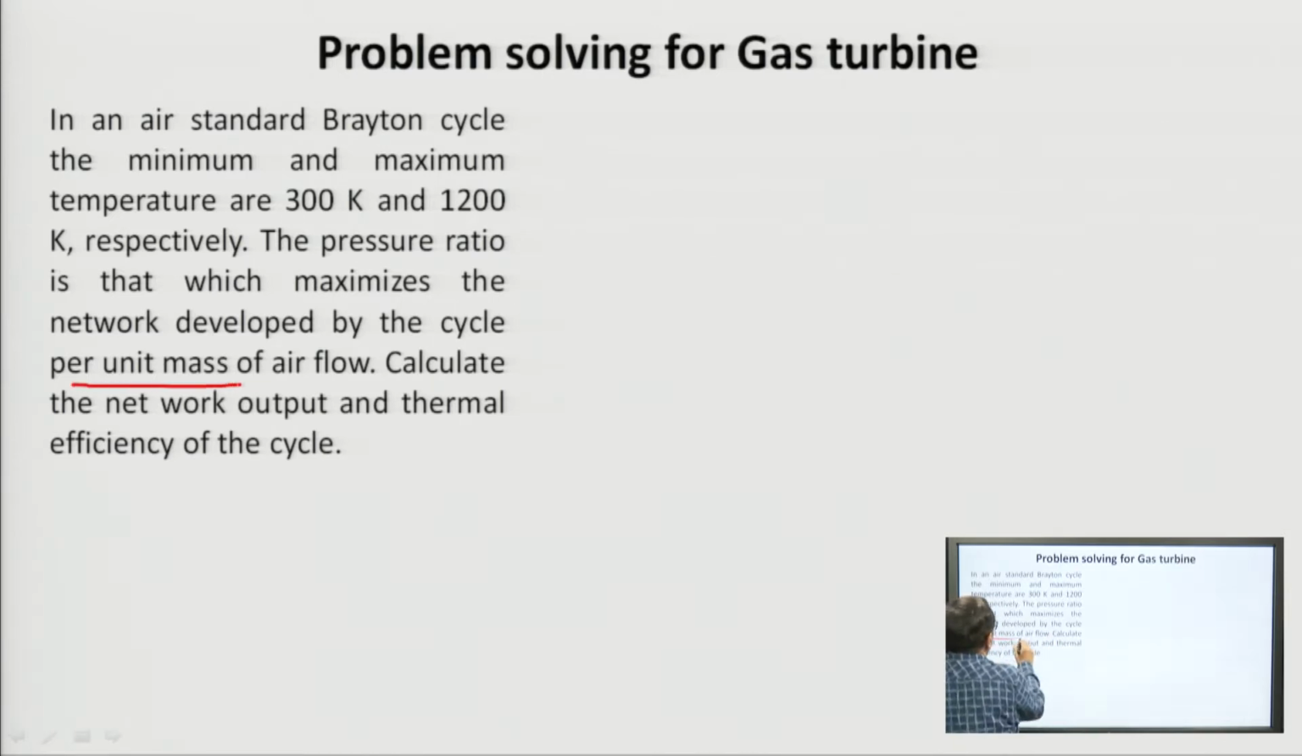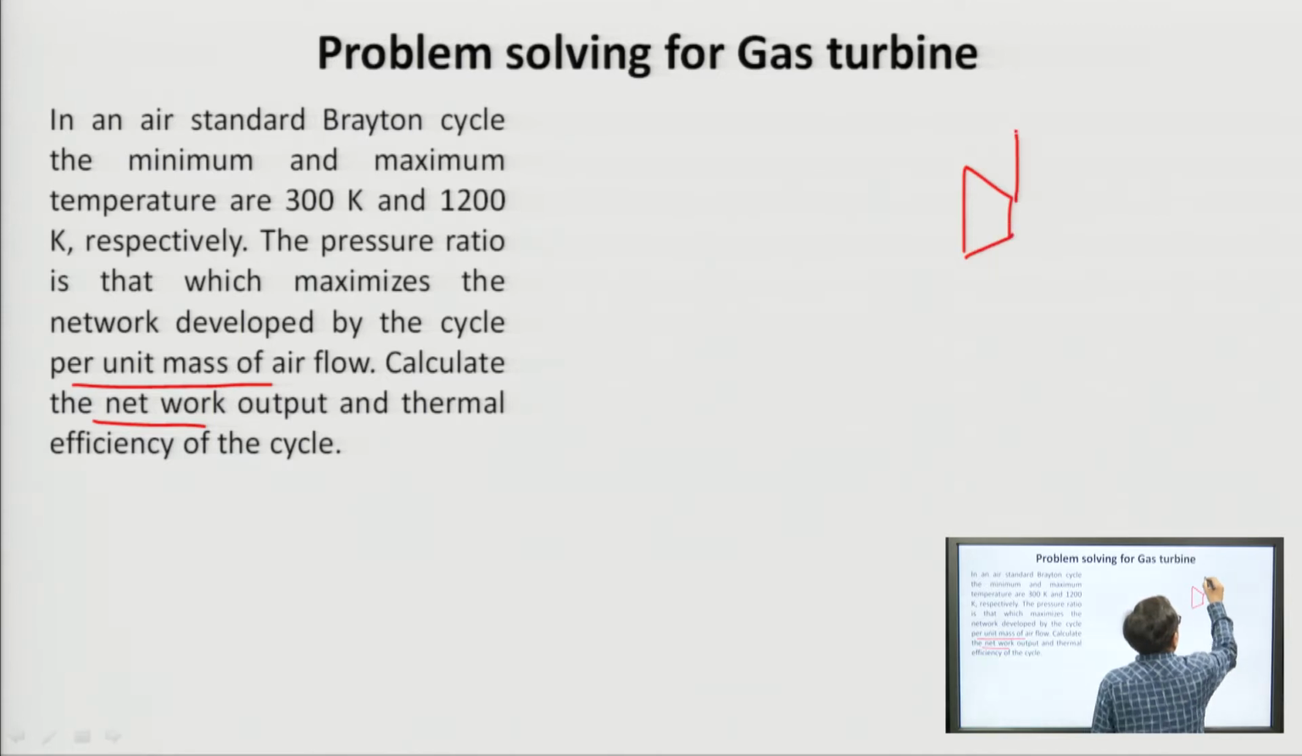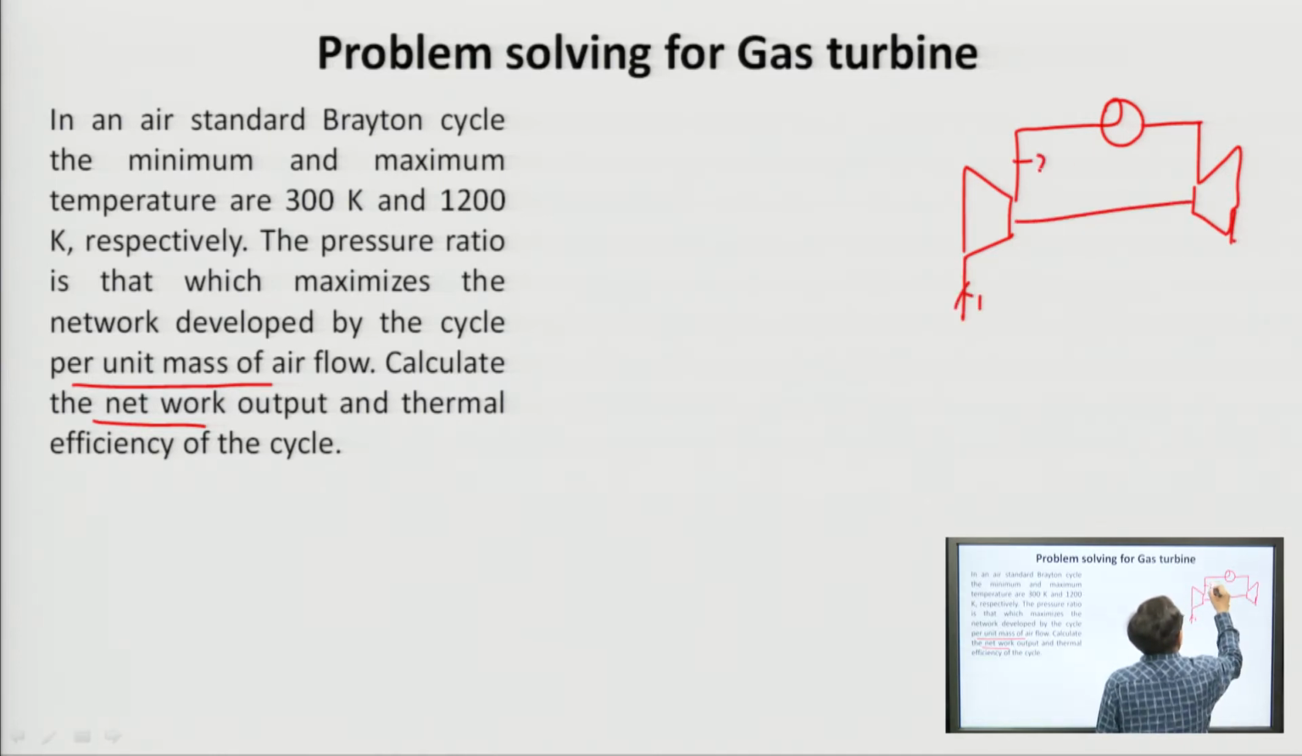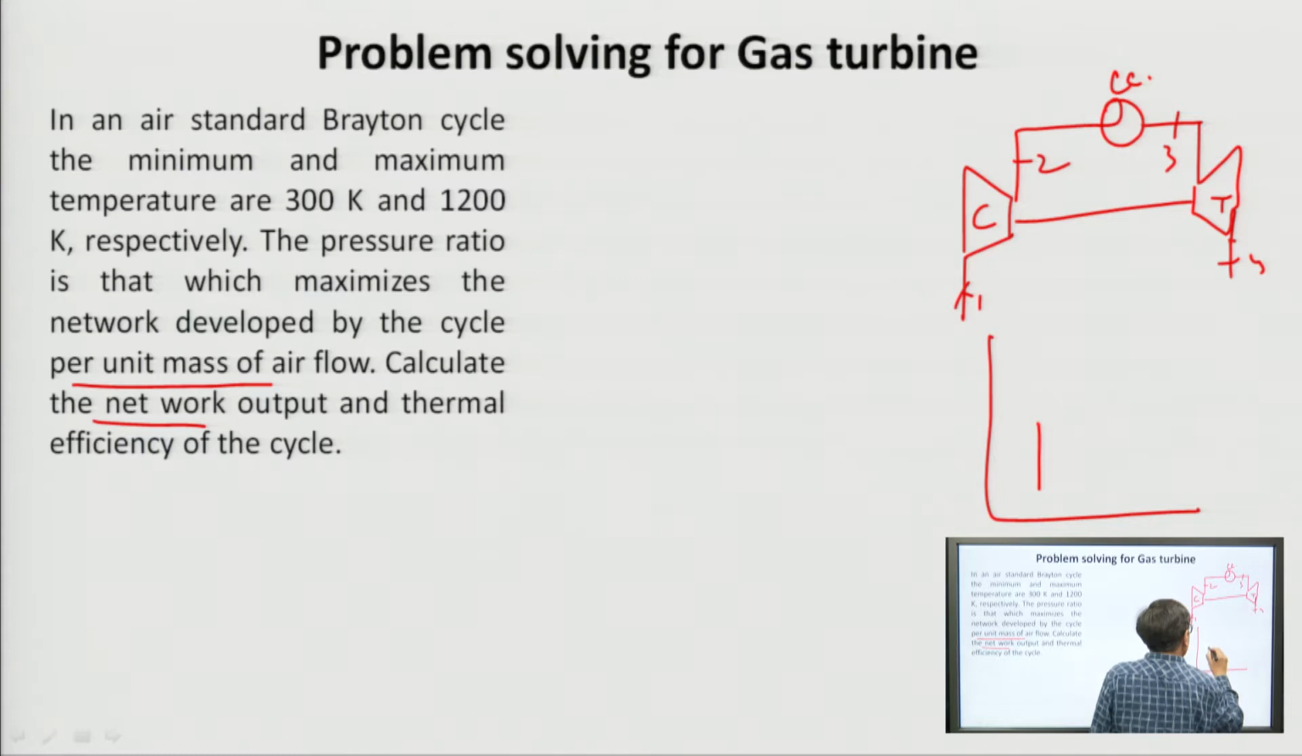We have to do the calculation on a per unit basis of the plant, we have to find out the net work. So, the first thing for attempting this problem is to draw the simple cycle. These are the different state points. This is the combustion chamber, this is the compressor, this is the turbine. If we plot the cycle on the temperature entropy chart, 1, 2, 3, 4 are the different state points.